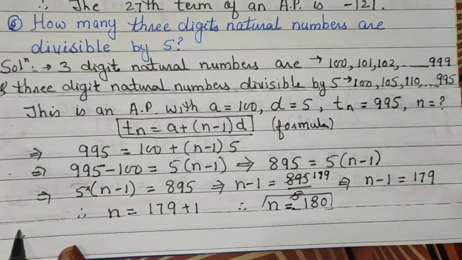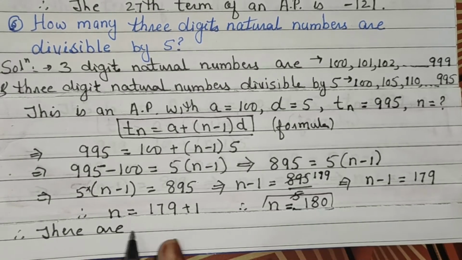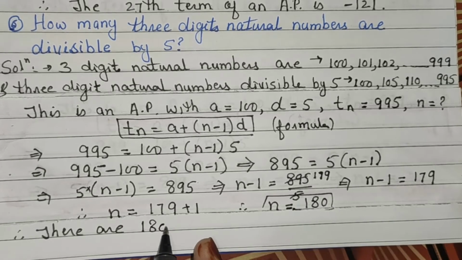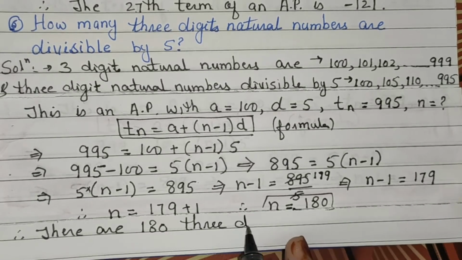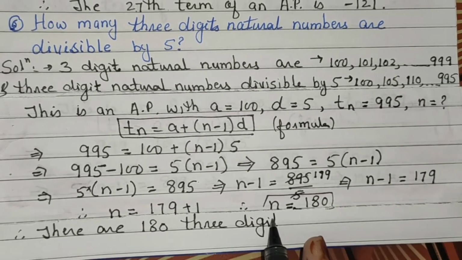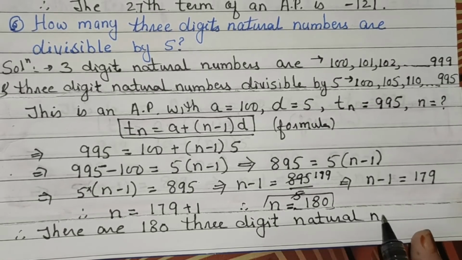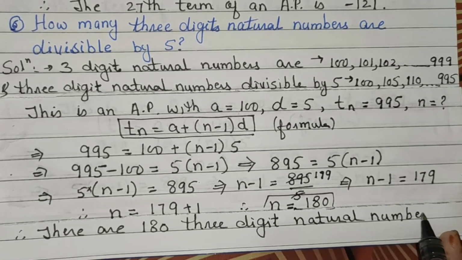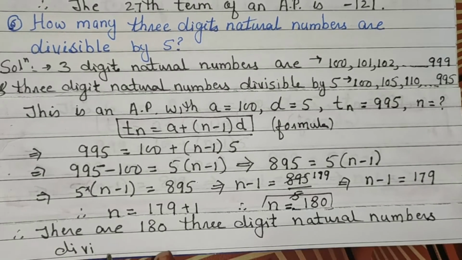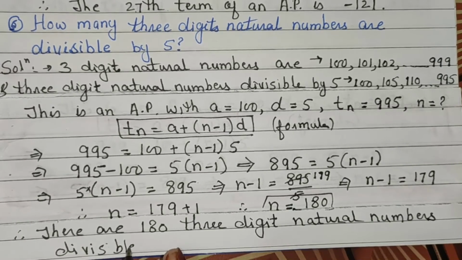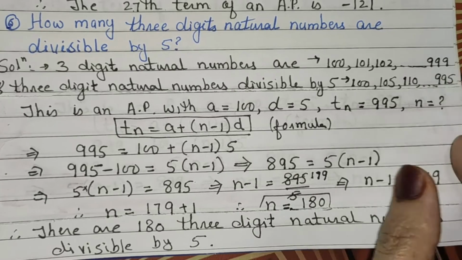Write down the answer. Therefore, there are 180 three-digit natural numbers divisible by 5.